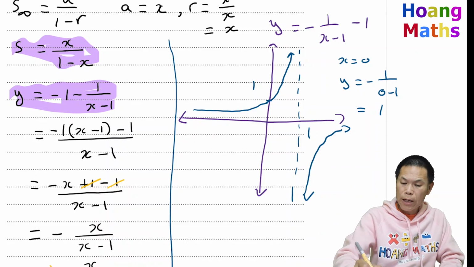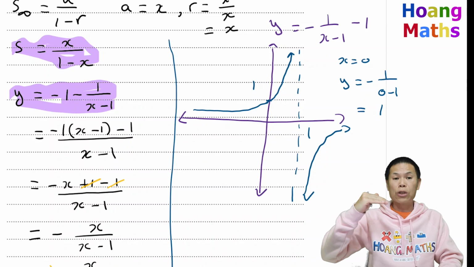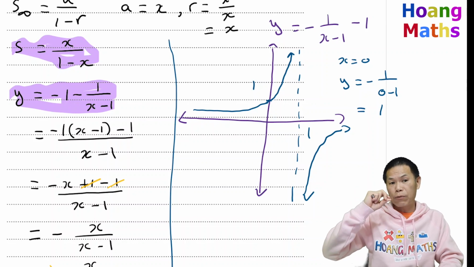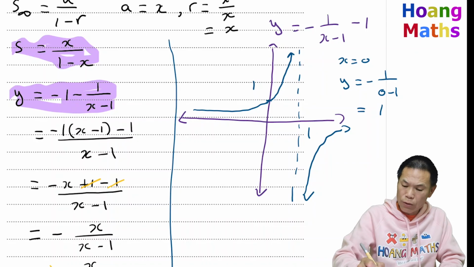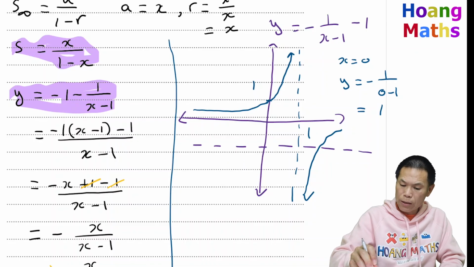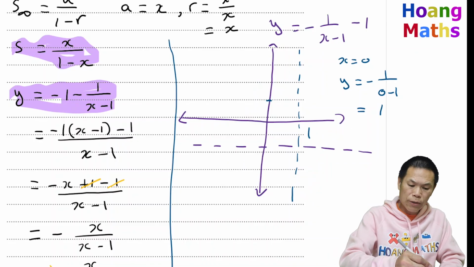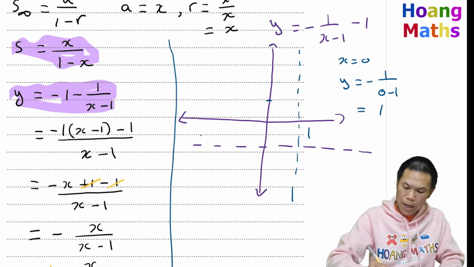Now it moves down 1 unit. So if I minus 1, the graph moves down 1 unit. The horizontal asymptote becomes negative 1 instead of 0. At the moment it's 0. So let me clear this first. Now move down 1 unit, so it will be like this.